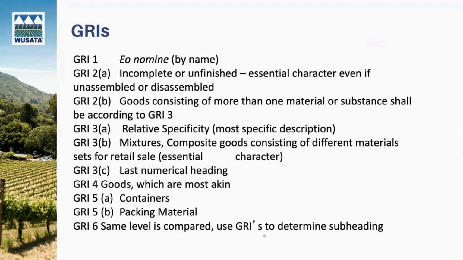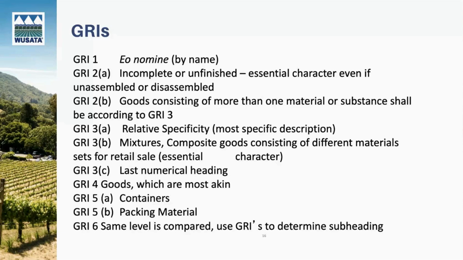GRI 1 means by name. If your item, roasted peanuts, is listed in the customs tariff by name, roasted peanuts, then you've got to choose that. And you've got to choose that customs classification number. And your rationale for choosing that, if questioned, is, well, we use GRI 1.